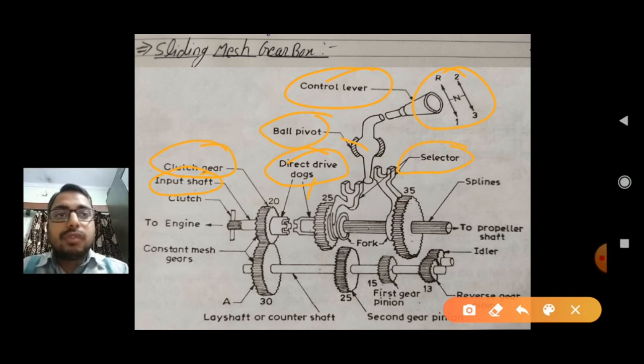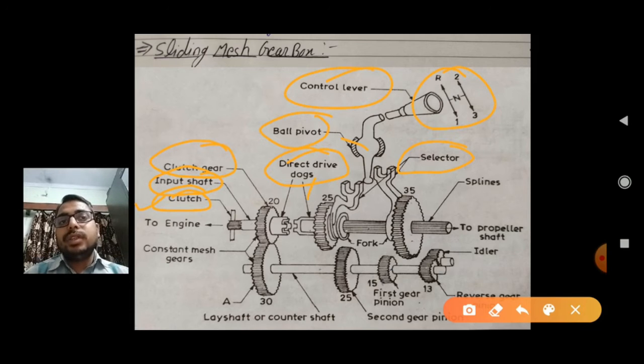This is the input shaft from which power is transmitted from the engine to the gear system. This is the clutch. This is the clutch plate. This is the clutch gear, in which the gear system is attached, which gives power to the lathe shaft, by which the lathe shaft is rotated. And this is the clutch. Yes, I am explaining about the clutch. The dead clutch is this system.